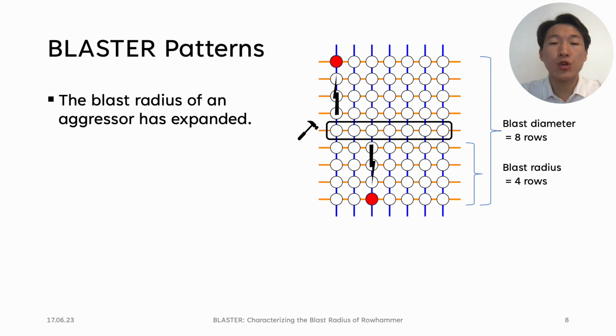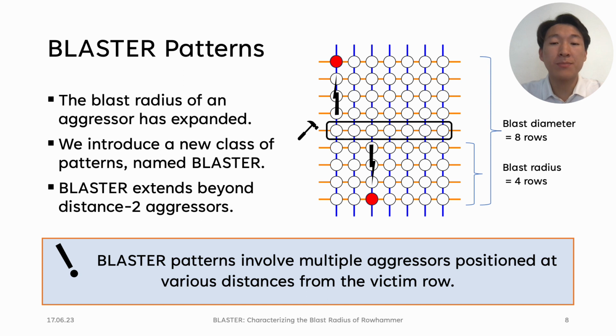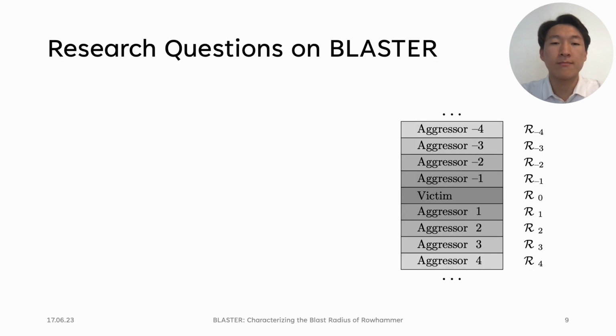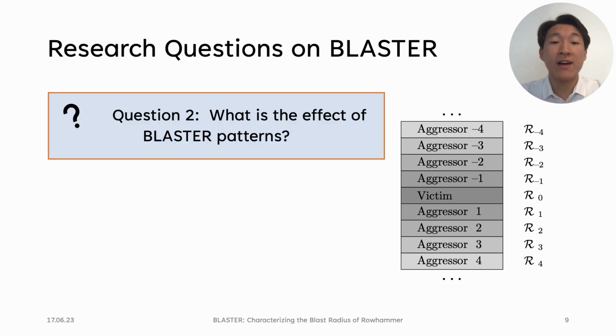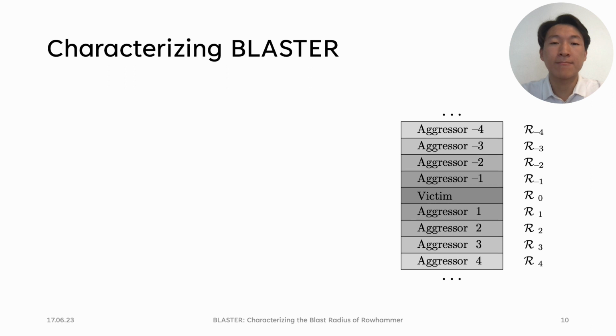To develop secure mitigations, it is crucial to investigate the effects across a wider range of rows. To address this, we introduce a new class of patterns named blaster, which goes beyond the limitation of distance to aggressors. Blaster patterns involve multiple aggressor rows positioned at various distances from the victim row. This leads us to the following research question: what is the effect of blaster patterns? In our work, we systematically examined the impact of far aggressor rows.